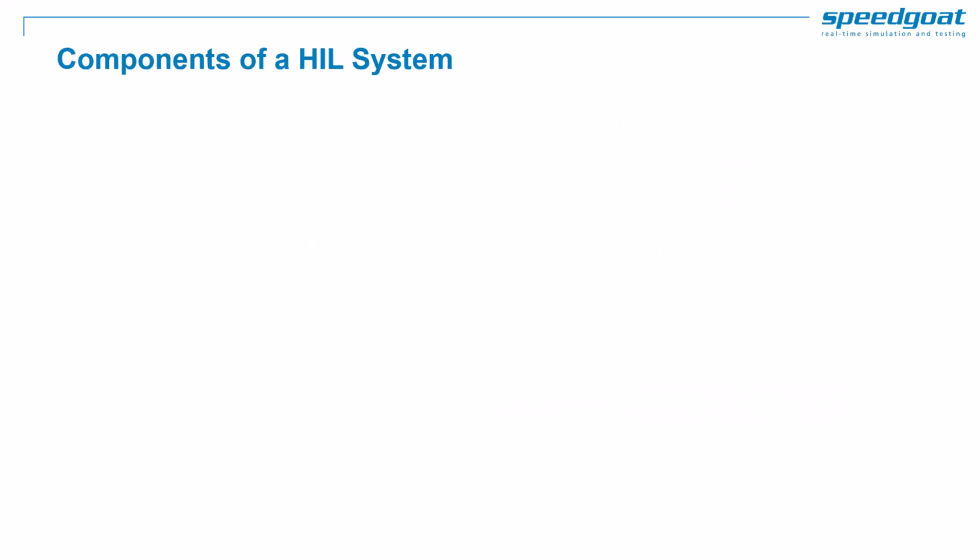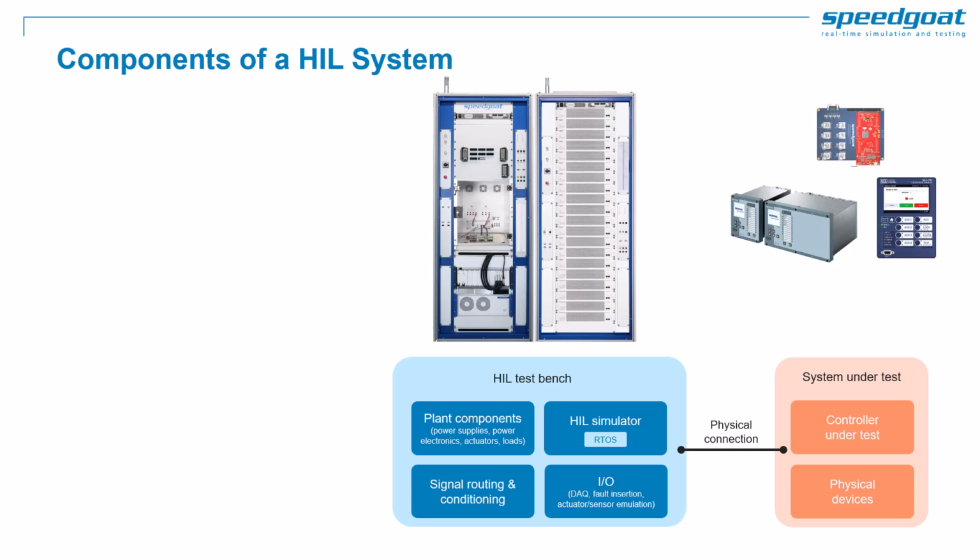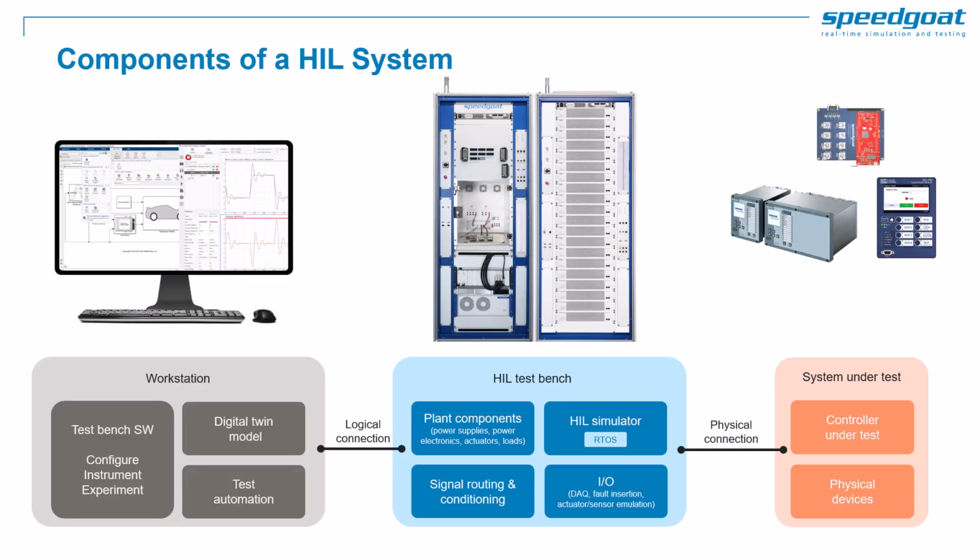Now, let's look closer into three basic components of a HIL test system. First, your system under test. This includes the production controller that requires thorough testing and additional real components like domain controllers, sensors, and actuators. Second, a HIL test bench, including a real-time simulator where you run a digital twin of the plant together with emulated plant components and I/O modules that support data acquisition, signal conditioning, and communication with the system under test. Third, a workstation. You use it to build your simulation models and run application software. It also supports the setup and operation of the HIL test bench.